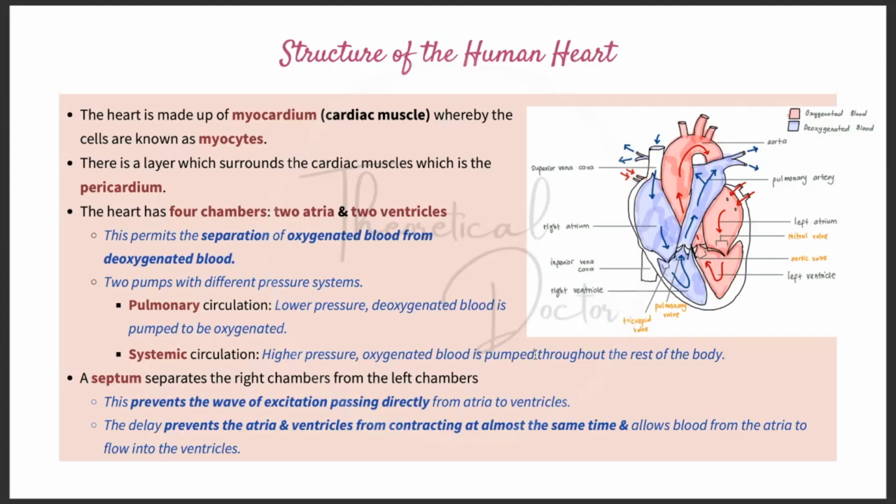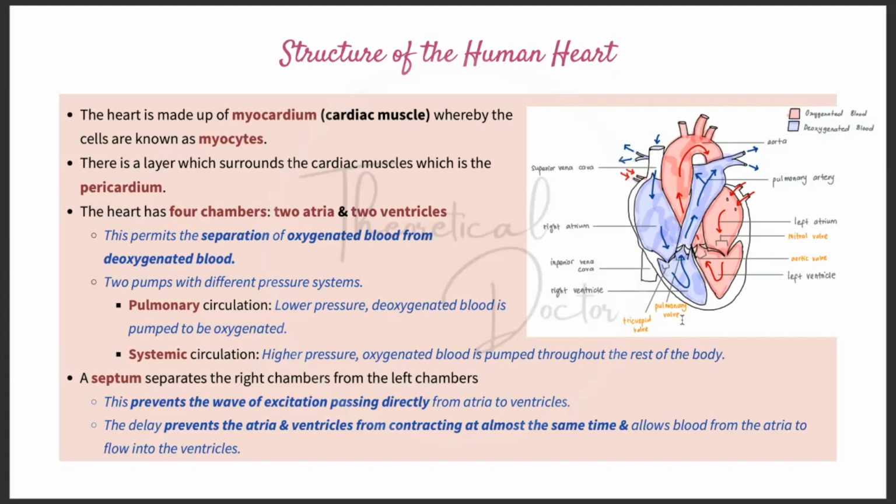This is sufficient. So there is a septum. This part here refers to the septum, and the septum separates the right chamber from the left chambers. So what's the function of the septum? It prevents the wave of excitation passing directly from atria to ventricles. The delay prevents the atria and ventricles from contracting at almost the same time because you need the atria to contract first, then the ventricle. And if you know the sound of the heart, if you were to auscultate, meaning if you were to listen with a stethoscope, it's lub dub because they're contracting at different times. They're not contracting at the same time.